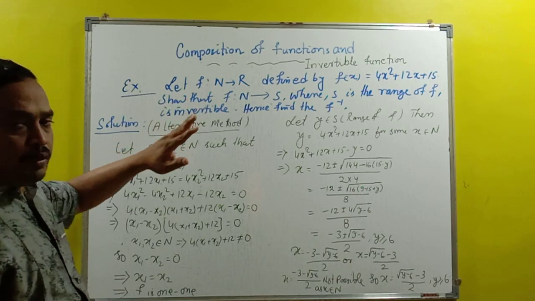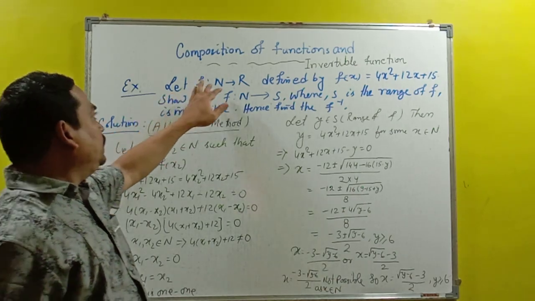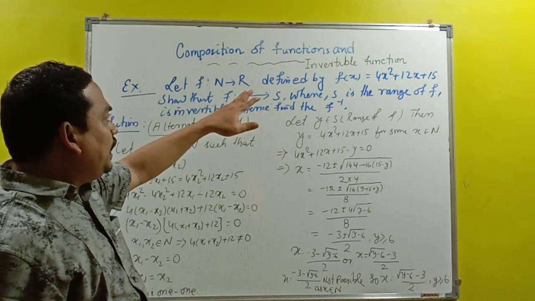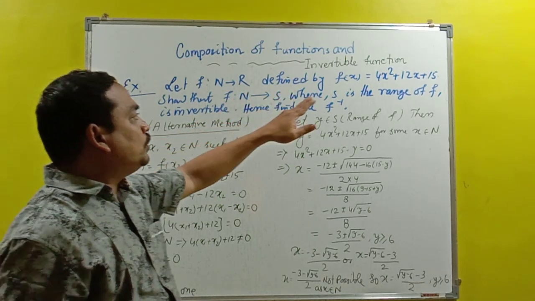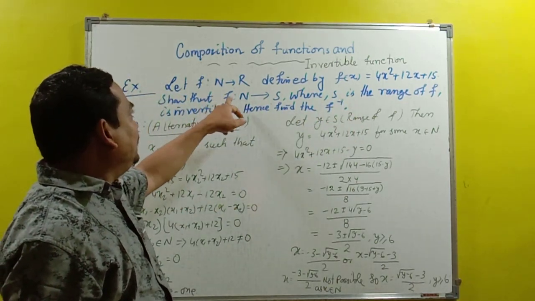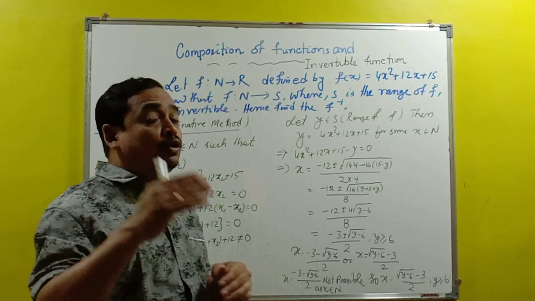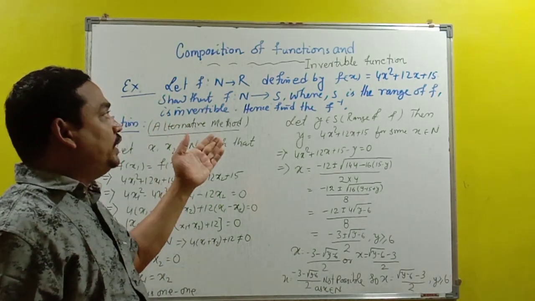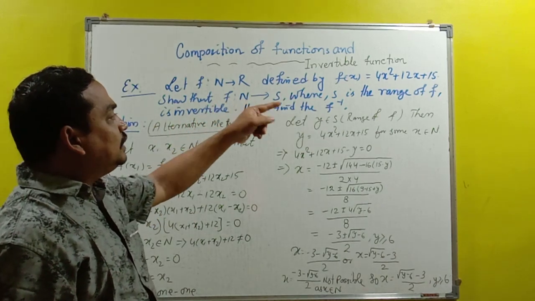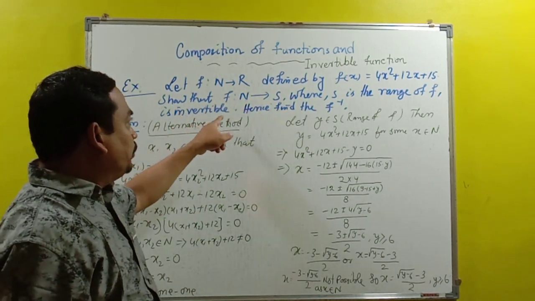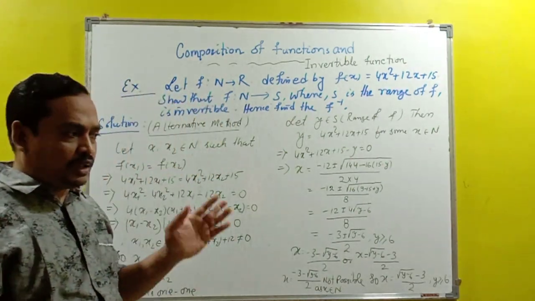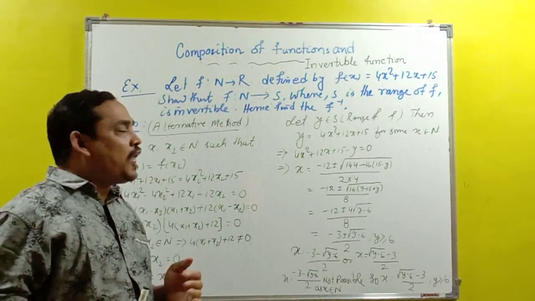In another example I am taking, let f be a function from N to R, where R is the real number set, defined by f of x is equal to 4x square plus 12x plus 15, so that f is from N to S, where S is the range, not all real numbers, only the range we are taking, because to show this is one-one and onto, and it is a range of f, f is invertible, hence find f inverse. That is a very very important question. This question has been asked many times in your board exam.